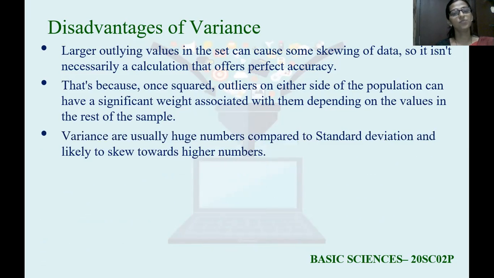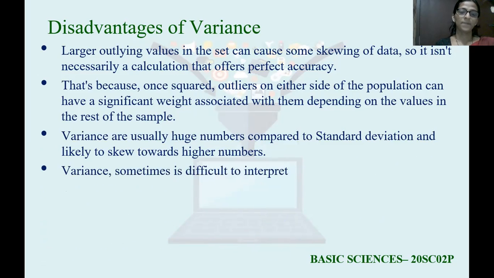Then, variances are usually huge numbers compared to standard deviation, and they are likely to skew towards the higher numbers. Variance is sometimes difficult to interpret. As I said, if there are large values in your data set, the value we get for variance may not be accurate enough. Hence, the interpretation given by that variance may not be close to the actual real situation.